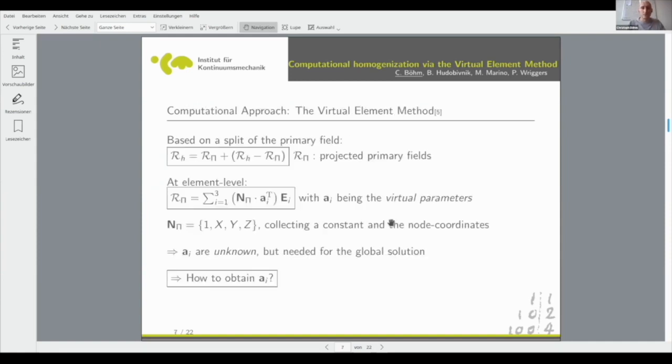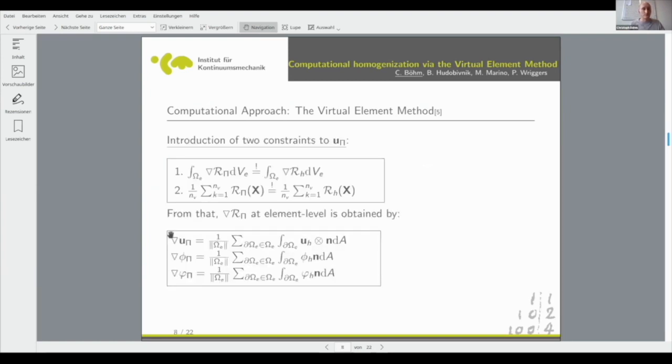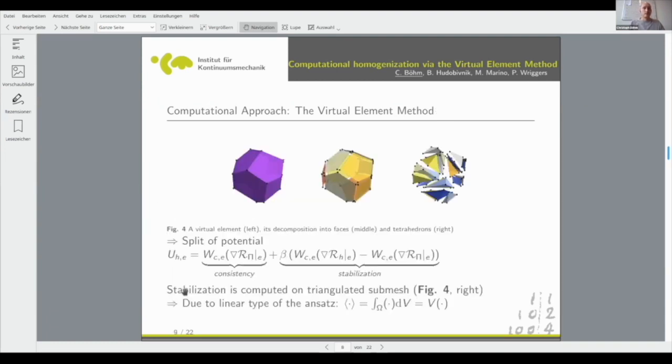The computational approach for the virtual element method is, as we heard many times here, based on the split of the primary field. At the element level, we then introduce these n pi, which collects the constant 1 and the node coordinates in the initial configuration, and this A is the matrix of virtual parameters, which we have to compute at least. From here, you know, this is a low order ansatz, so linear ansatz, and this means all of these gradients here are already constant at element level.